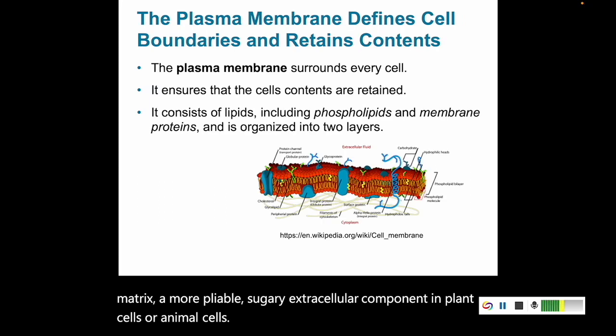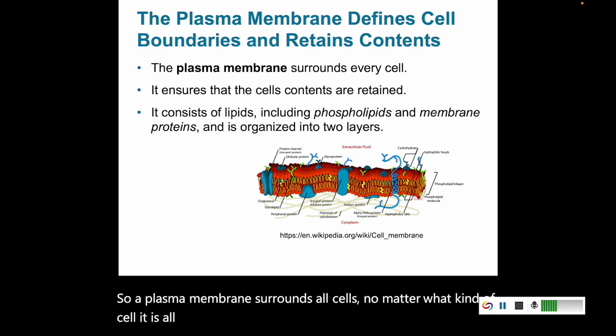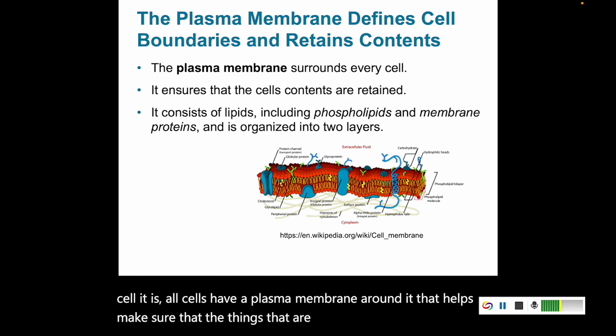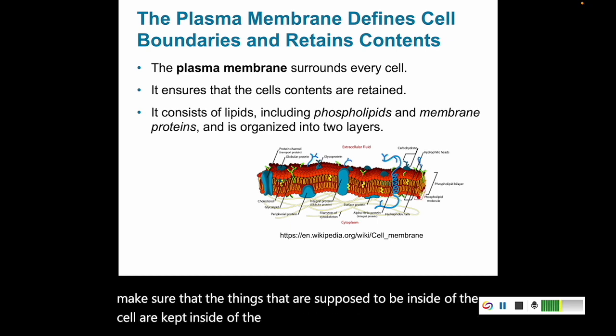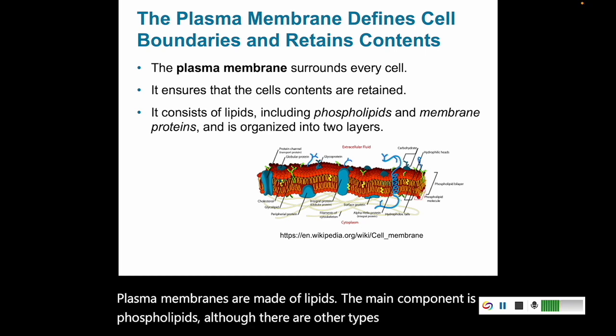So a plasma membrane surrounds all cells. No matter what kind of cell it is, all cells have a plasma membrane around it. That helps make sure that the things that are supposed to be inside of the cell are kept inside of the cell and don't just leak out. Plasma membranes are made of lipids. The main component is phospholipids, although there are other types of lipids that we'll talk about this semester.